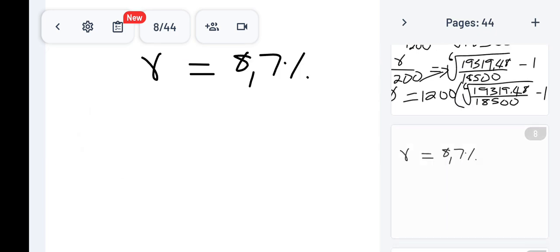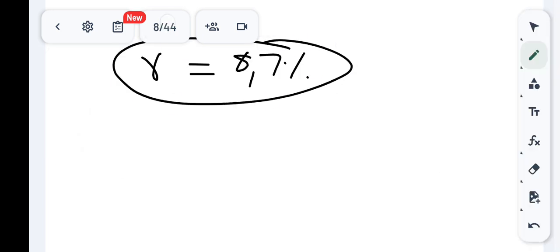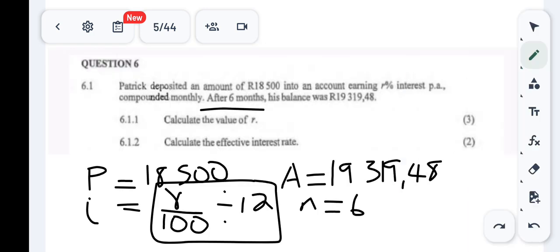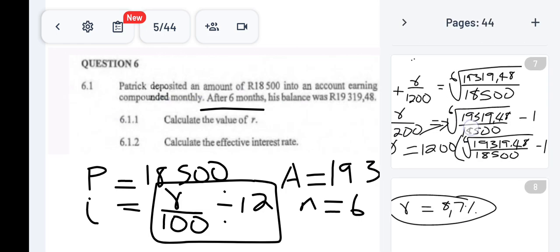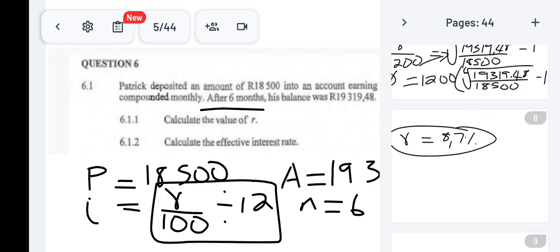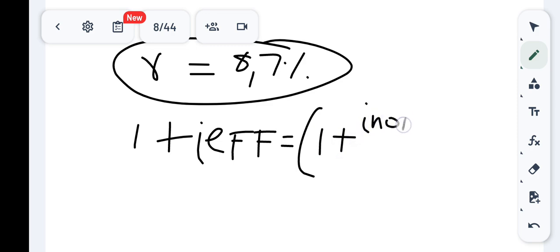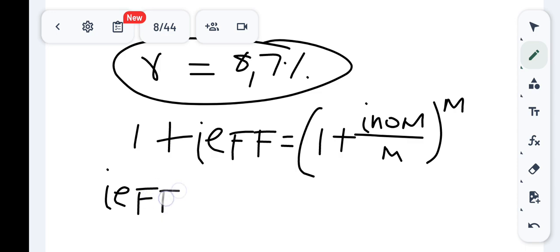So this is our i nominal. Why? Because we just said i nominal will always be compounded with the compounding periods, which in this case is compounded monthly. Effective interest rate is compounded annually. So you will never talk about compounded monthly, compounded annually, compounded semi-annually with effective interest rate. So 1 plus i effective is equal to 1 plus i nominal over m, all to exponent m. Then I transpose 1.